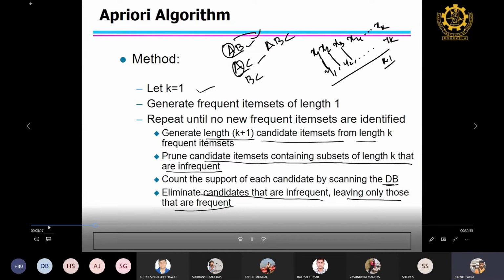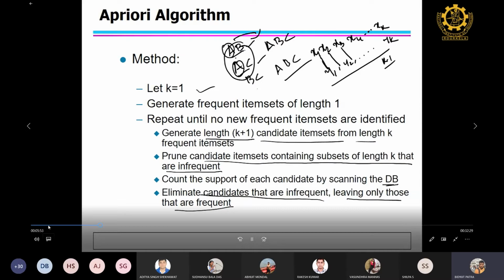So we want to form k plus 1 item sets from k item sets. Now what happens if you merge AB and BC? According to this algorithm we cannot merge them. But ABC is also possible. So first we will form candidates by this rule, and then we'll see whether this ABC can also be formed or not.